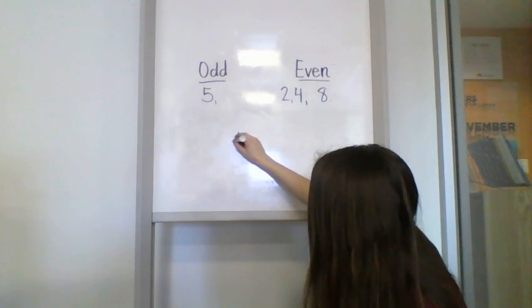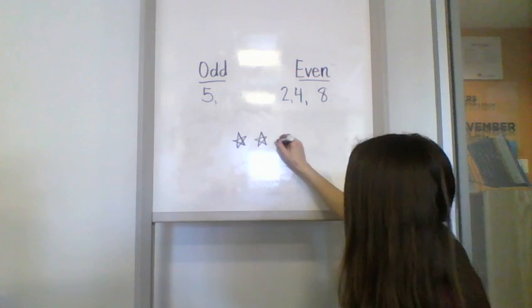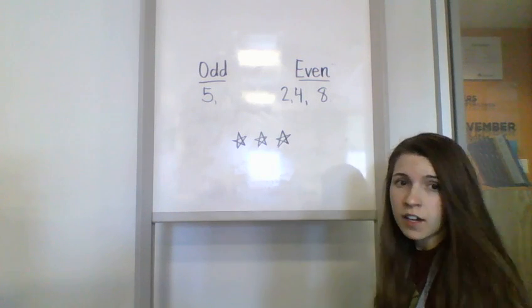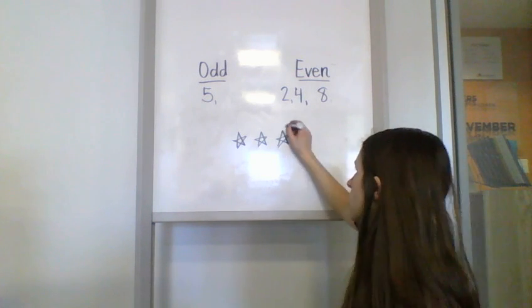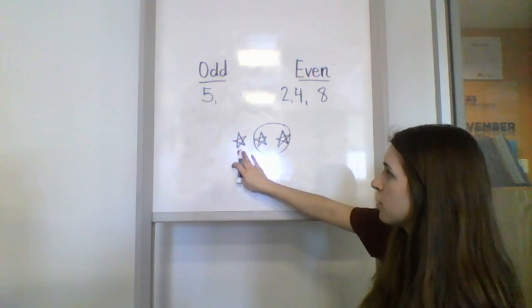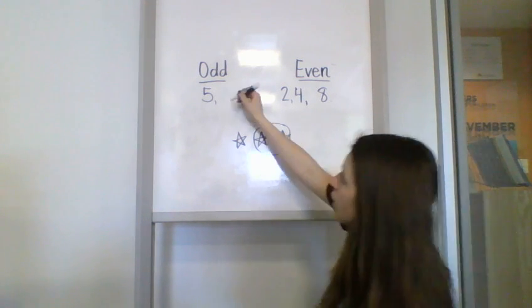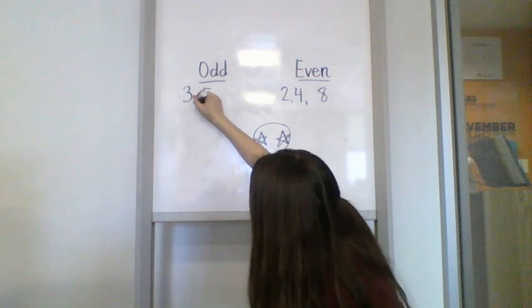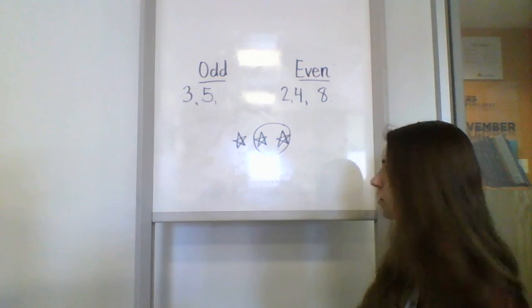What if we just have 3 stars? Again, we're going to try to make pairs. So here's one pair, but this star is left out. This one doesn't have a partner, so that makes 3 an odd number. So 3 is an odd number.